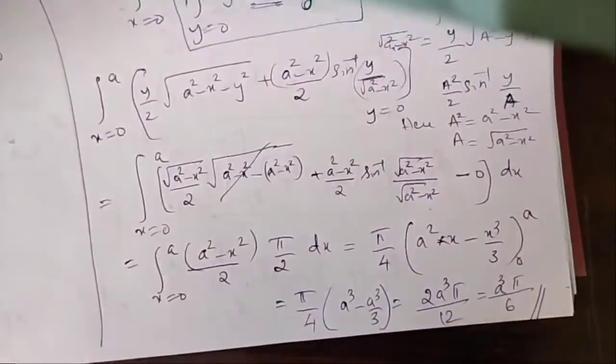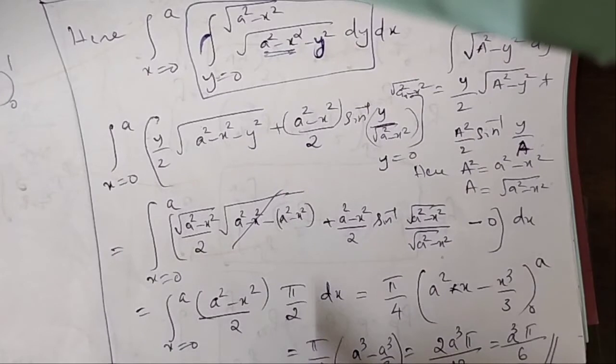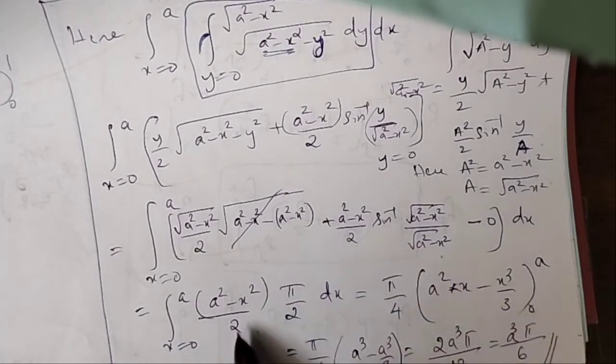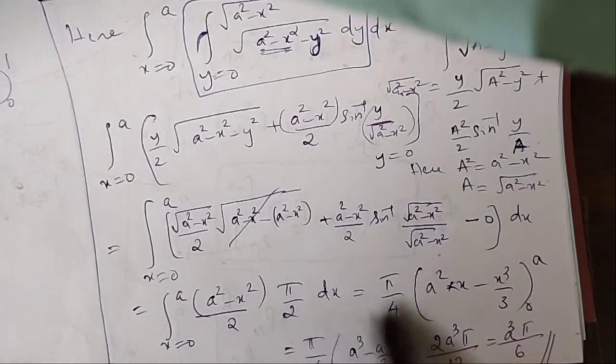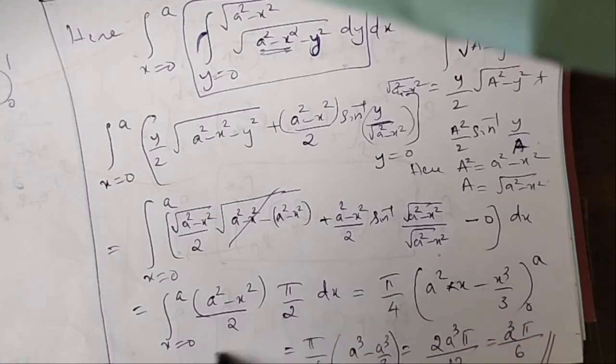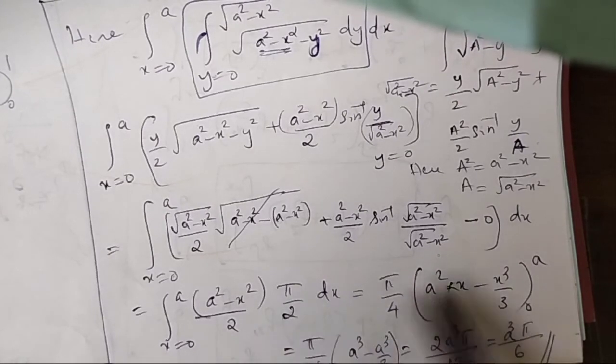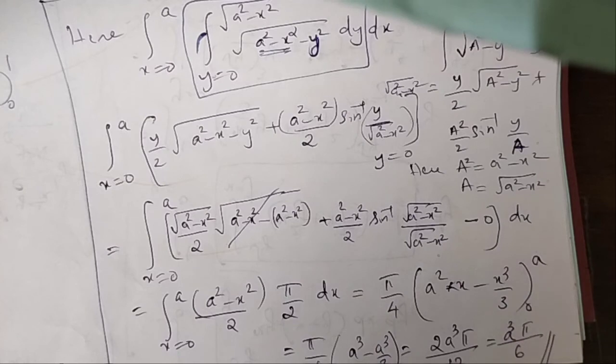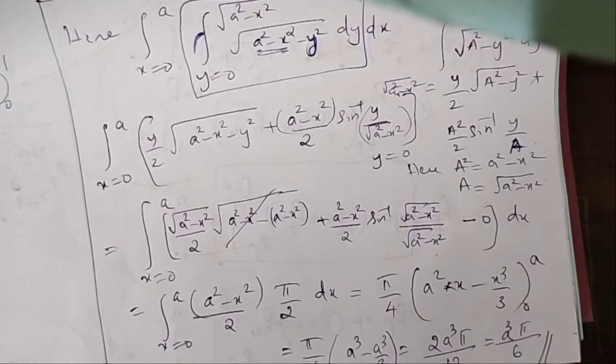Again integrate. Now the single integral, x from 0 to a, of a square minus x square by 2 into pi by 2, dx. We can take the constants outside. Pi by 4. The integral of a square minus x square is a square x minus x cube by 3, from 0 to a. So it is a cube pi by 6.